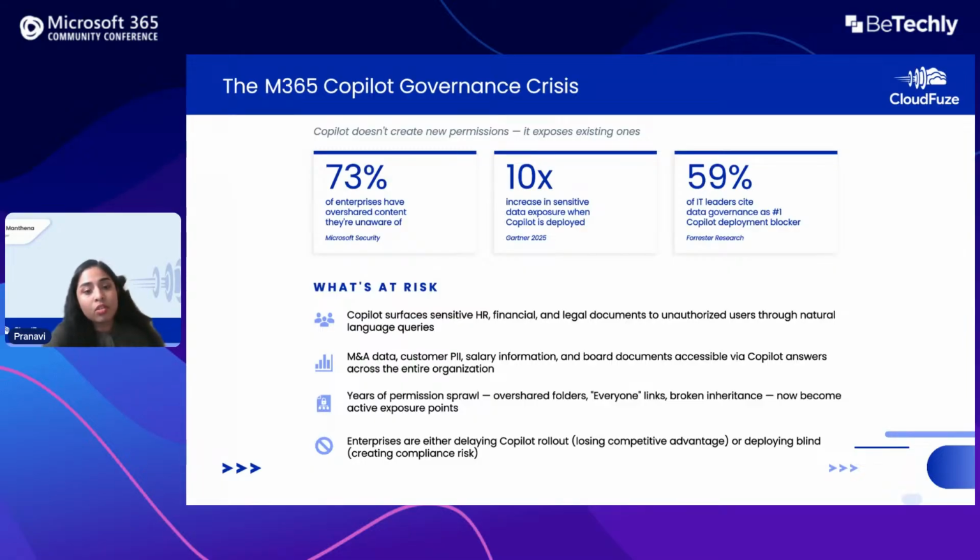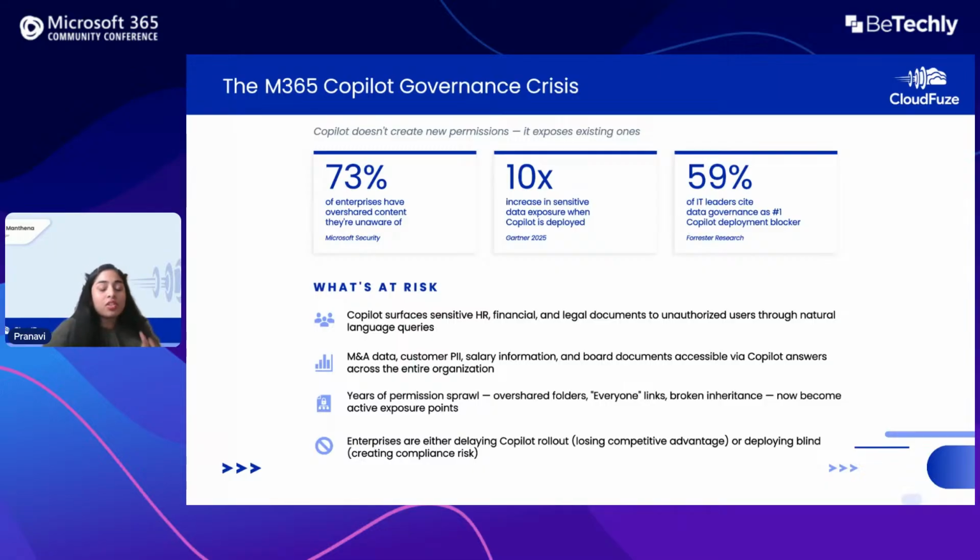So that's not because Copilot is doing something wrong. It's because Copilot is doing exactly what it's designed to do, right? It surfaces content based on the permissions that already existed. And 59% of IT leaders say data governance is their number one blocker to deploying Copilot. So it's not adoption, not the budget, it's governance.